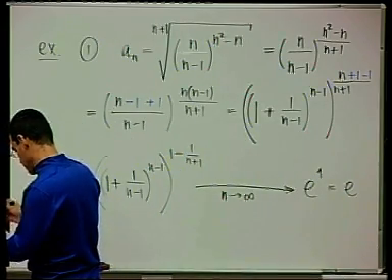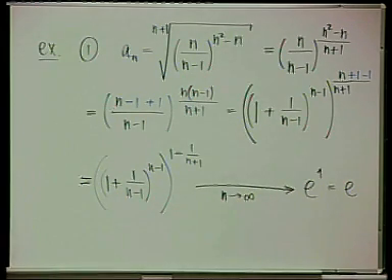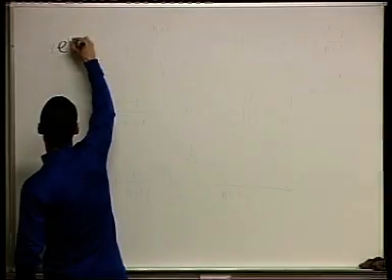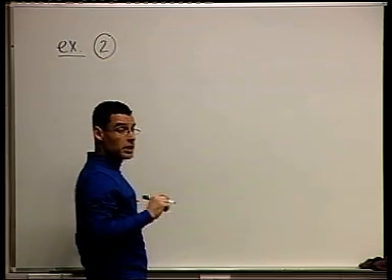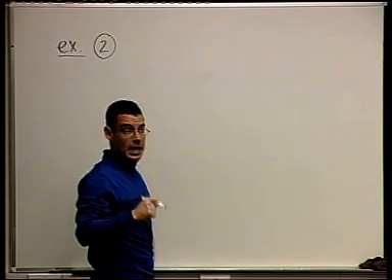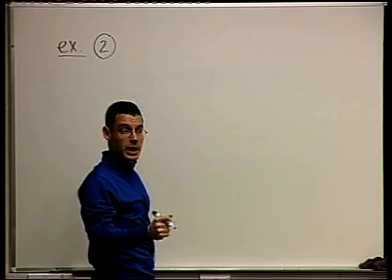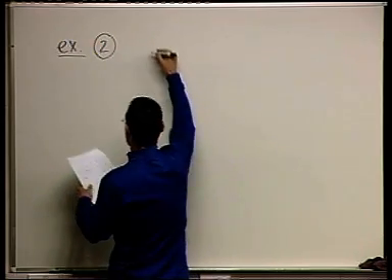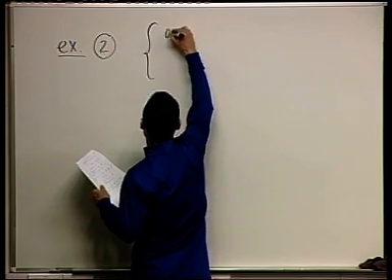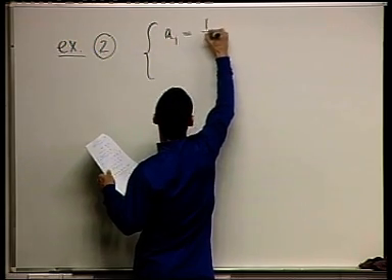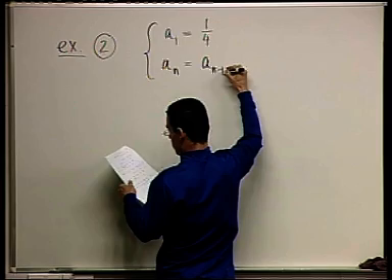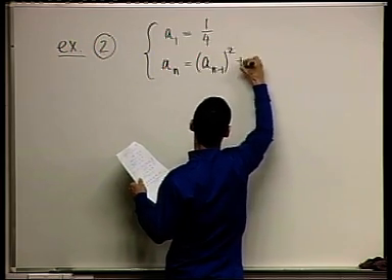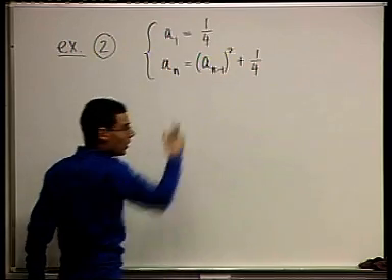Another example, which is not related to e anymore, maybe I'll write it here. Example number 2. This example is not related to e, it's related to the theorem that we had, that any monotone bounded sequence converges. So suppose you have the sequence a1 equals 1/4 and an equals an minus 1 squared plus 1/4. What did we call this?